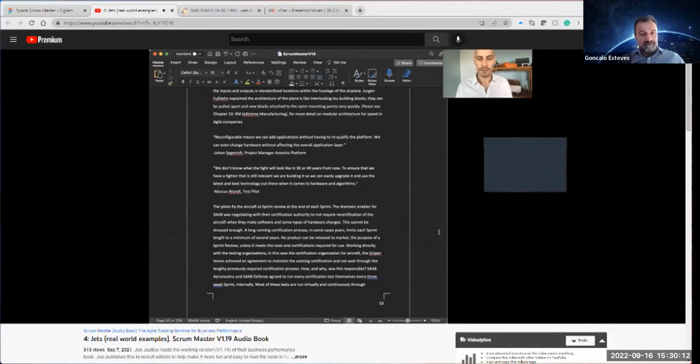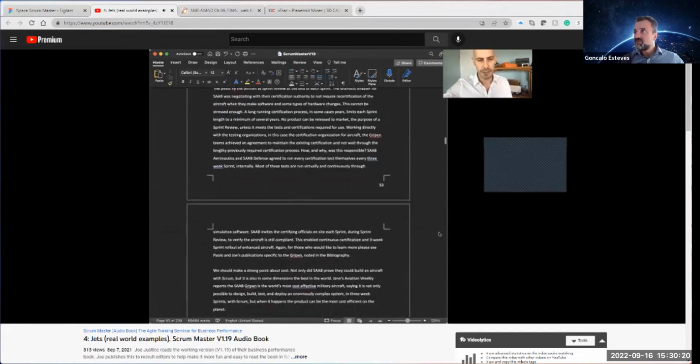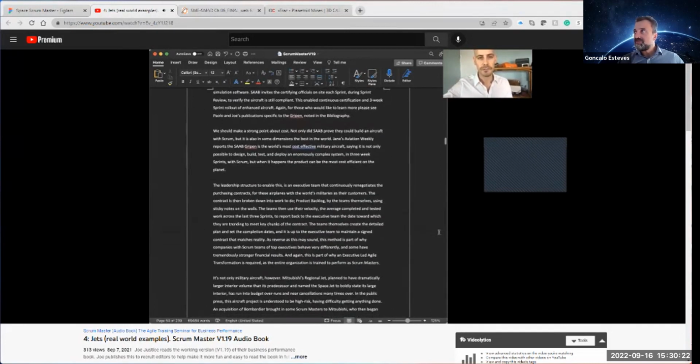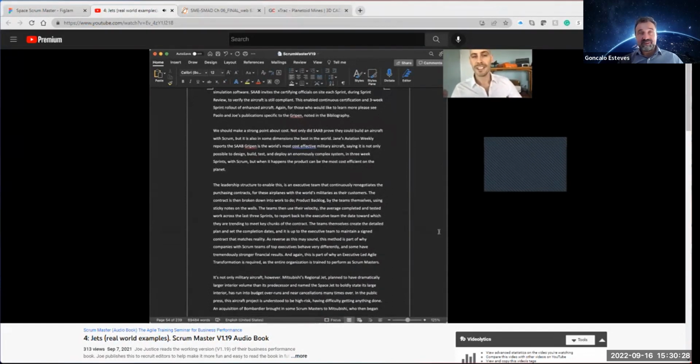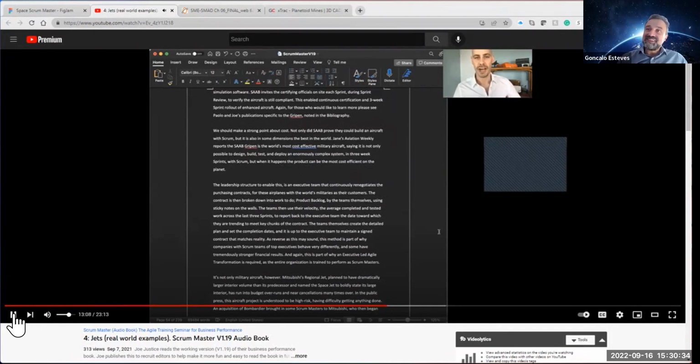Saab Aeronautics and Saab Defense agreed to run every certification test themselves every 3-week sprint internally. Most of these tests are run virtually and continuously through simulation software. Saab invites the certifying officials on site each sprint during sprint review to verify the aircraft is still compliant. This enabled continuous certification and 3-week sprint rollout of an enhanced aircraft.